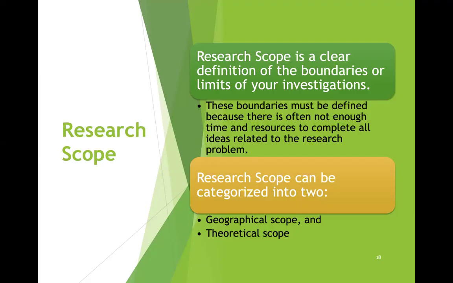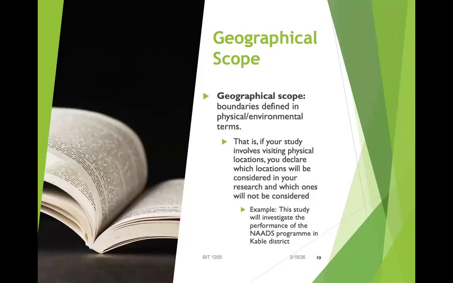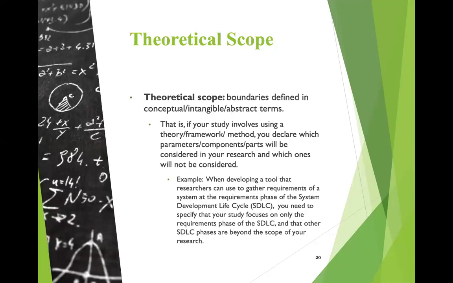So research scope can be categorized into two, where we have the geographical scope and the theoretical scope. Geographical scope, that is, for example, your case study, that you're going to concentrate only and only at Coast Hospital, not any other facility. Then when we talk about theoretical scope, like which theories are you going to use as you come up with your research? There are theories.